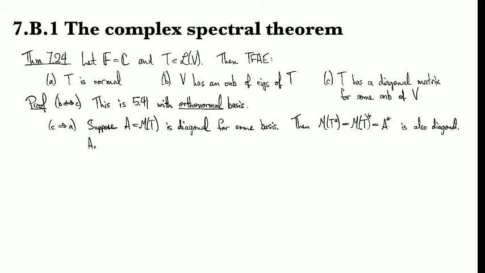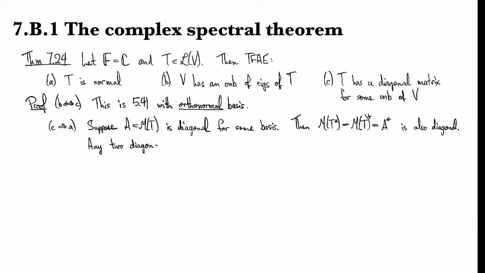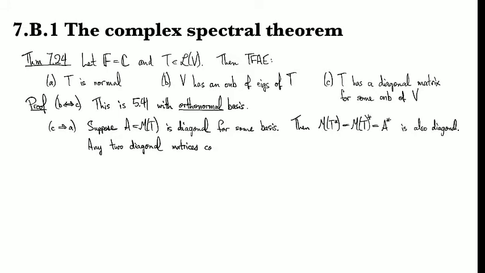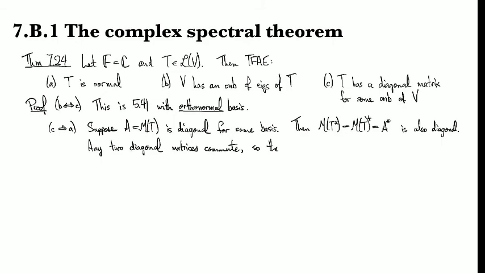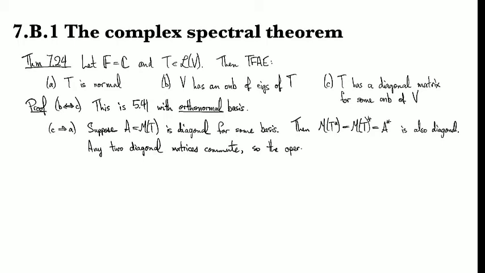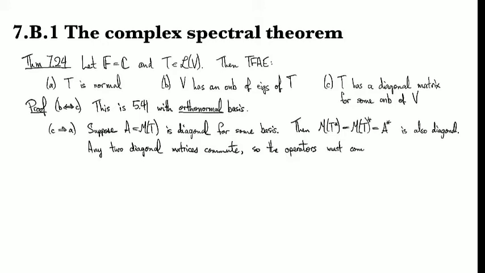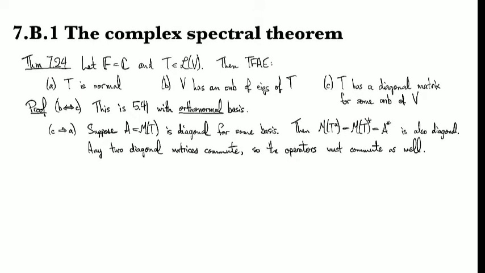And then any two diagonal matrices commute. So then by the isomorphism between operators and their matrices for a given basis, the operators must commute as well. Okay, so that's the easy one.